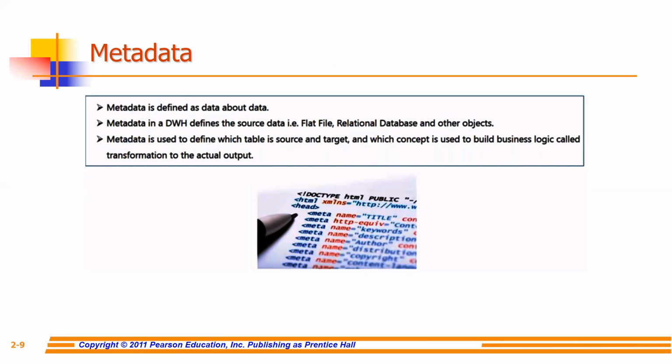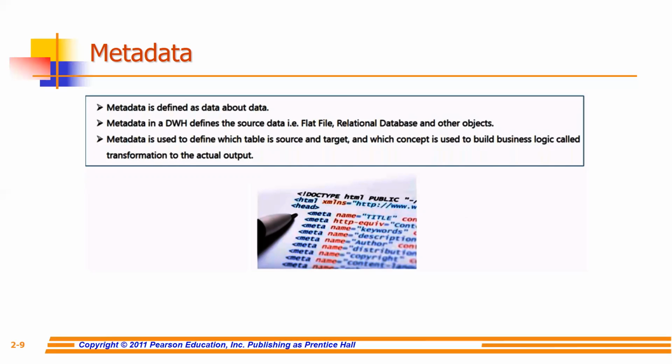Metadata in a data warehouse defines what the source of data is. That is a flat file, relational database, or other object. Where these files are coming from, which source is included for sharing and representing this file. Metadata is used to define which table is the source and which table is the target, and which concept is used to build the business logic, called transformation, to the actual output.